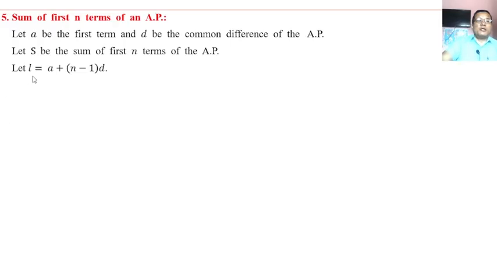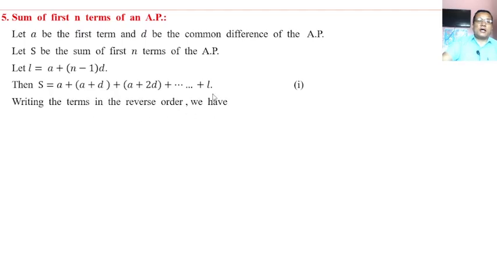Let L equal the last term, which is equal to A plus n minus 1 times D. Then S equals first term plus second term plus third term plus so on up to the last term. Writing the terms in the reverse order, we have the last term first.